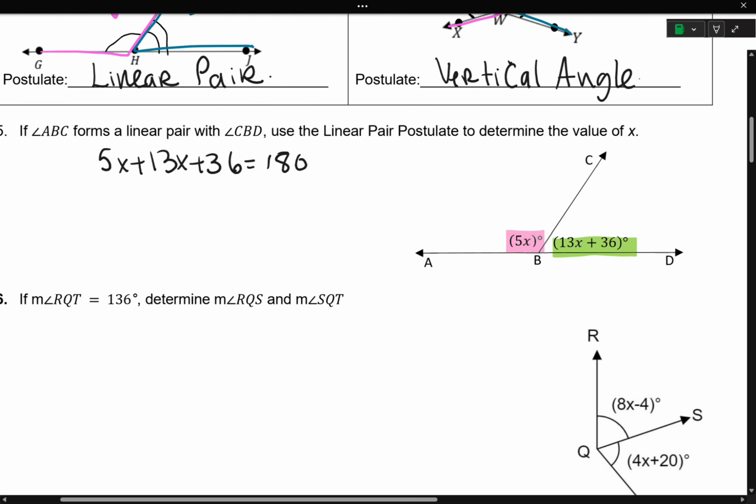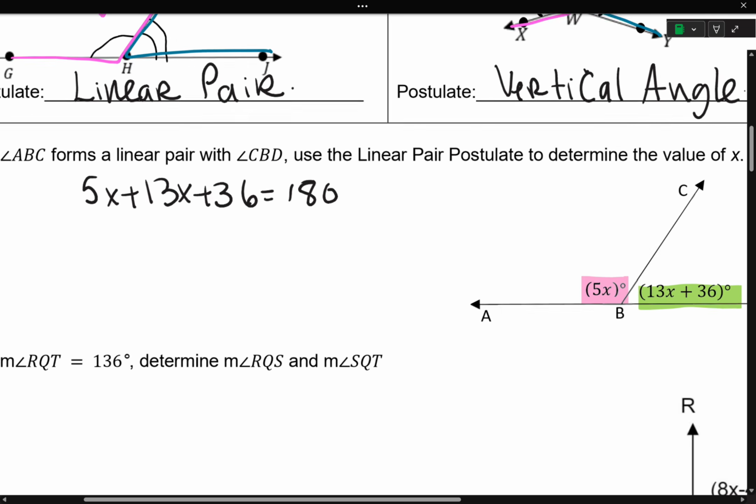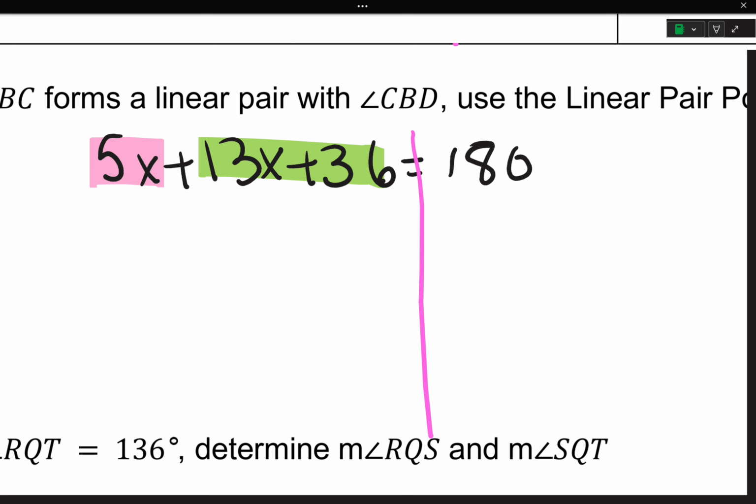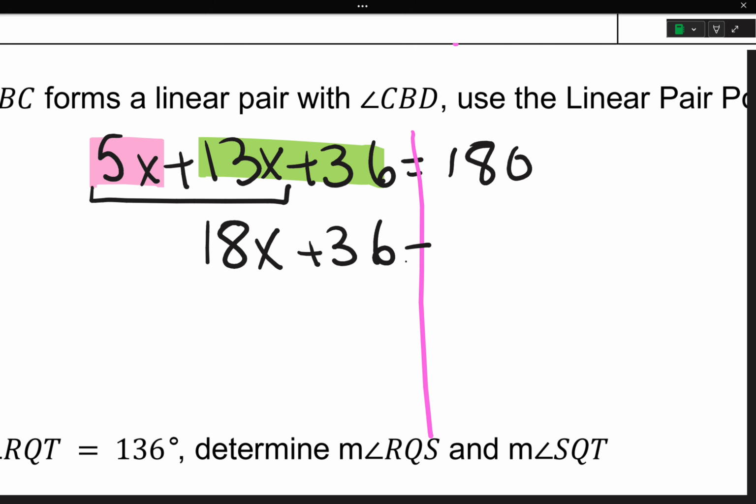Zoom back in. There we go. Alright, let's solve. The first thing that I'm going to do after I color code it is combine some like terms. What I'd like to combine on the left side are my x's. I can combine 5x and 13x. 5x plus 13x is 18x. And we bring everything else down.